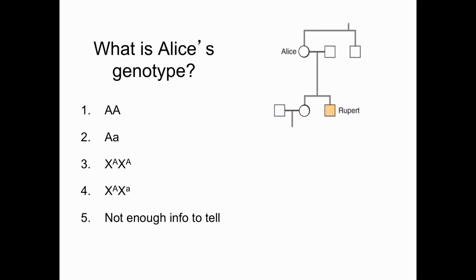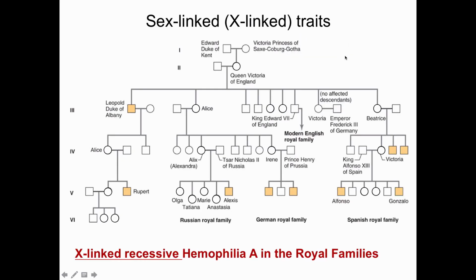So here we are. We're going to look at this section. I'll go back and show you where we are. So here we are right here, right? We're going to look at Alice. Alice is daughter of Leopold, Duke of Albany. Alice's son Rupert has hemophilia. Turns out Leopold had it as well.